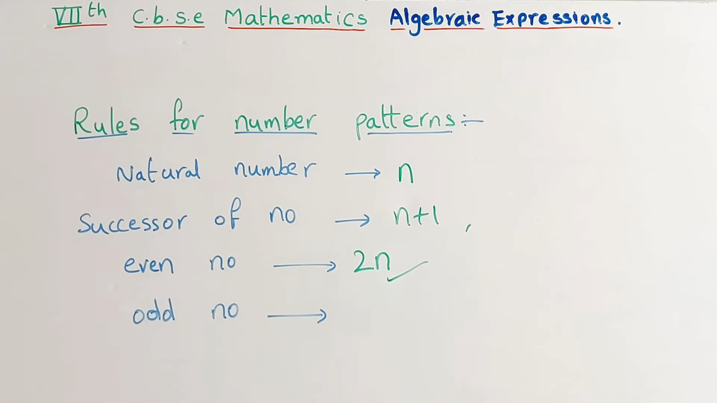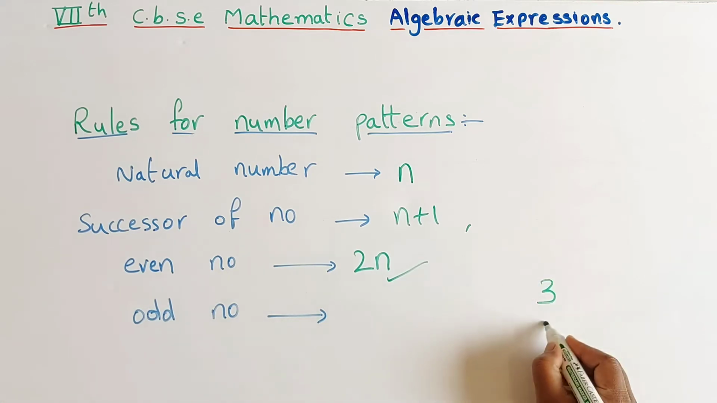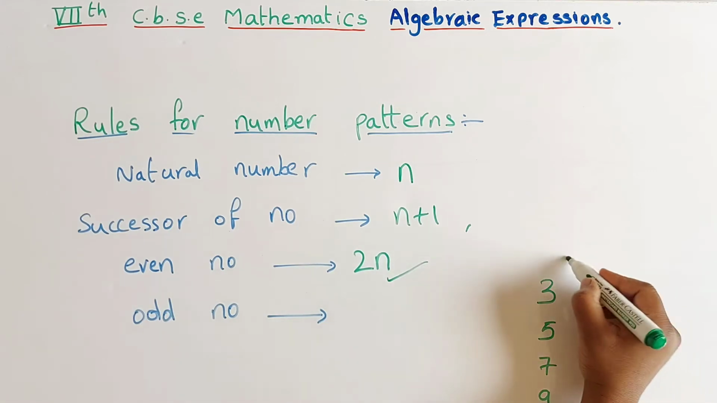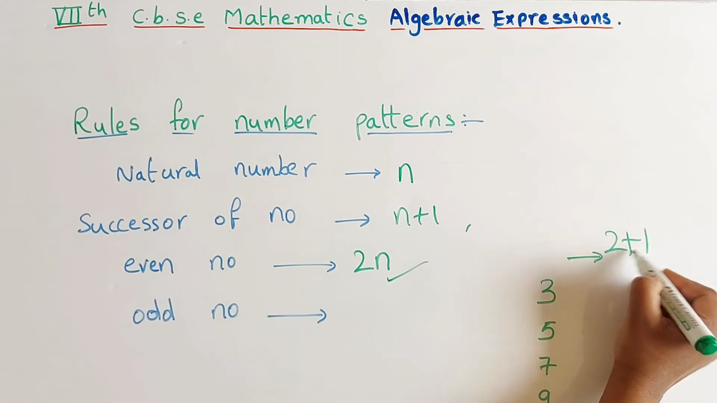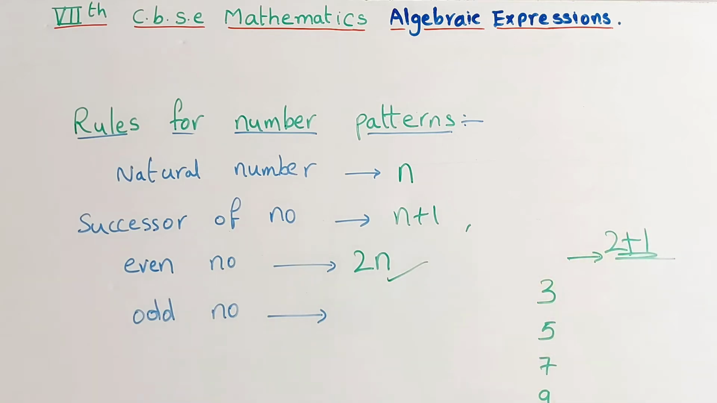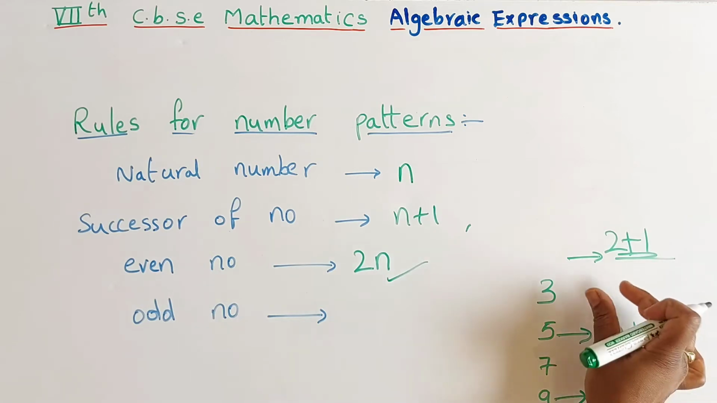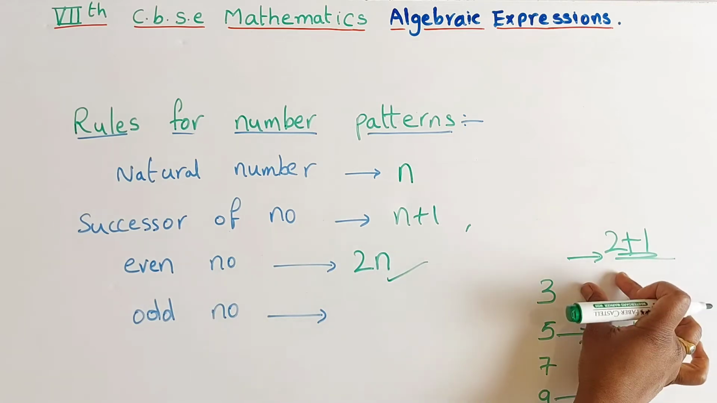Now odd numbers. Odd numbers means 3, 5, 7, 9, and so on. Right children? If I want 3, can I write 2 plus 1? If I want 5, can I write 4 plus 1? If I want 9, 8 plus 1 is correct? Right children? So here we are adding 1 to an even number.